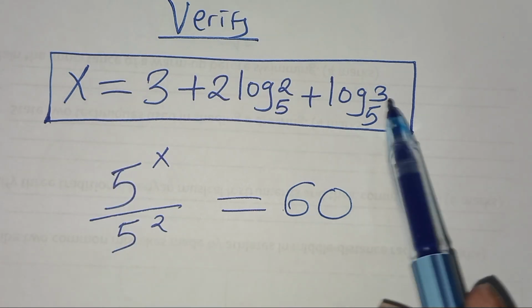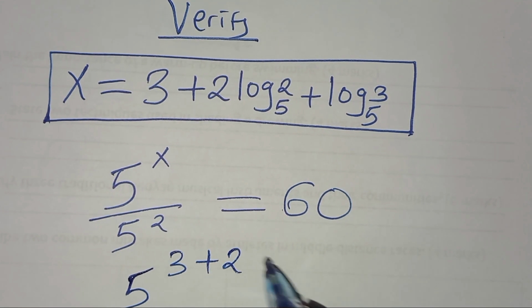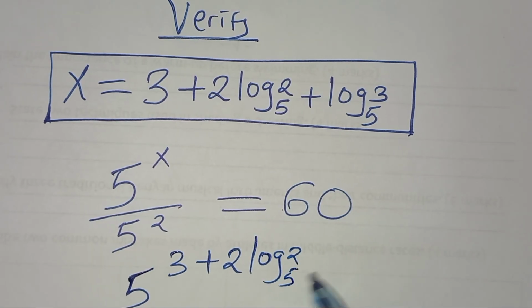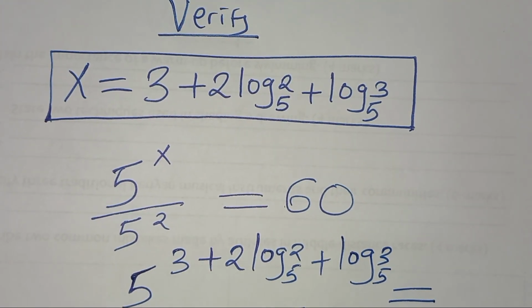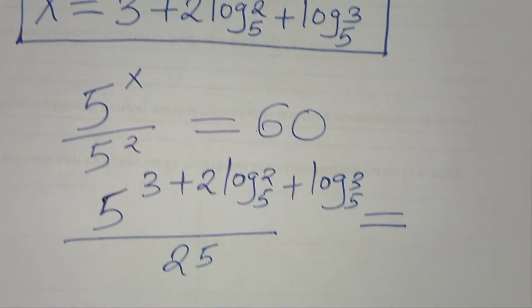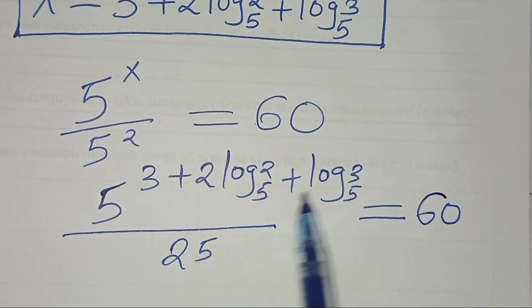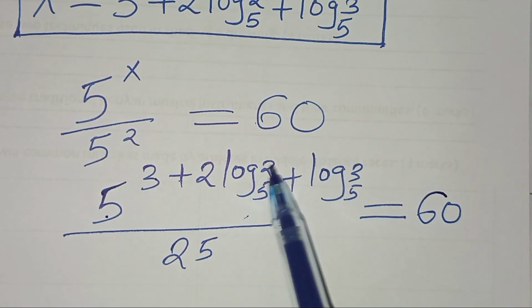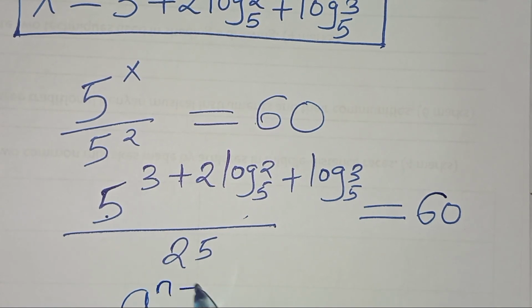Now substituting the value of x here, we'll have 5 to power 3 plus 2 log 2 to base 5 plus log 3 to base 5, divided by 5 squared, which is 25. This should give us a value of 60. The next step from here, 5 to power 3 plus 2 log 2 to base 5 plus log 3 to base 5. This is in the form of a to power n plus m. This can be expressed as a to power n multiplied by a to power m.